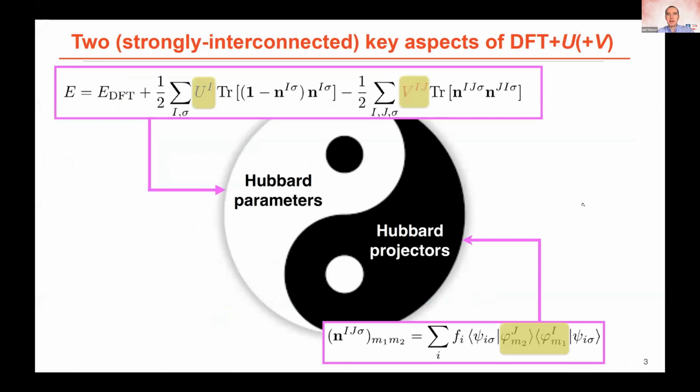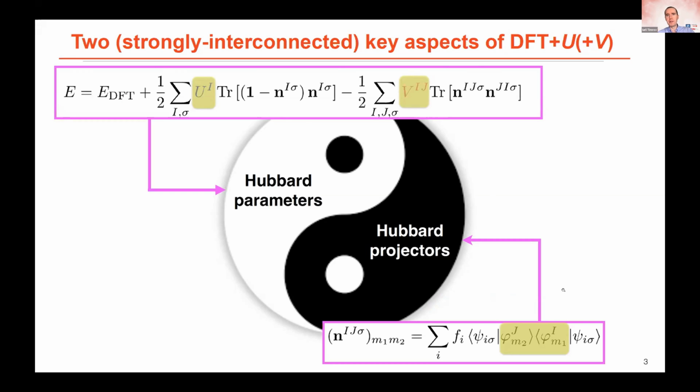As you already saw on day one, in the talk of Professor Marzari, there are two strongly interconnected key aspects in the Hubbard functionals. On the one hand, we have the Hubbard parameters U and V that are not known, and we have to determine them somehow, and this will be the topic of this talk. On the other hand, we have the Hubbard projectors. These are those functions phi onto which we project the Kohn-Sham functions. These Hubbard projectors are also not uniquely defined. We can have different types of Hubbard projectors, and I will also discuss this more in the remainder of my talk.